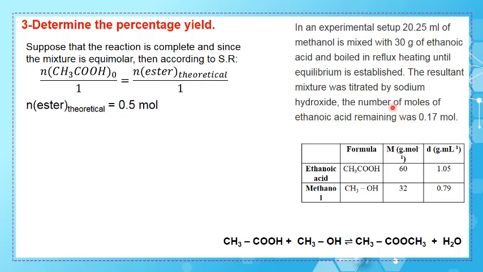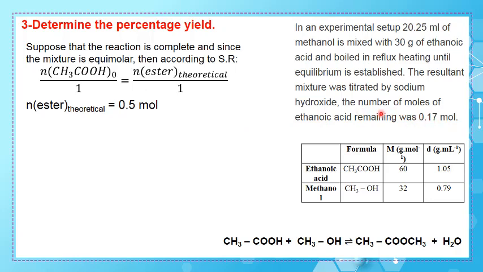Referring to the given, we have nothing related to the ester that is formed. But what do we have? Look at this sentence. The resultant mixture, it means the product and the reactant mixed together, because don't forget that this is a reversible reaction, so we still have part of the reactant and part of the product that is formed. The resultant mixture at equilibrium was titrated by sodium hydroxide. And I don't care now about the details of the titration. I'm caring about the number of moles of ethanoic acid remaining, which was 0.17 mole. So pay attention. I have the initial number of the acid and the remaining number.